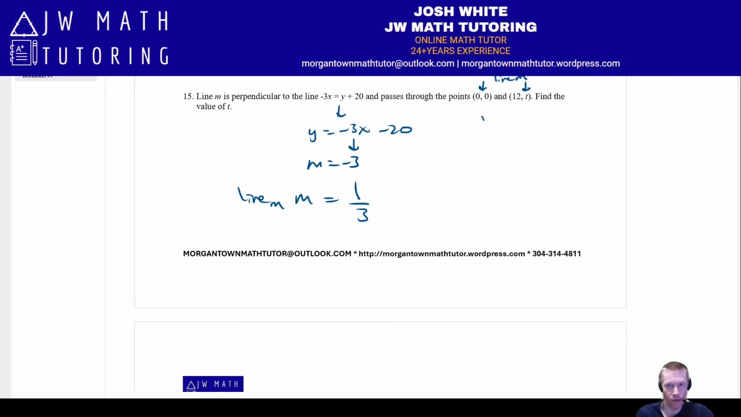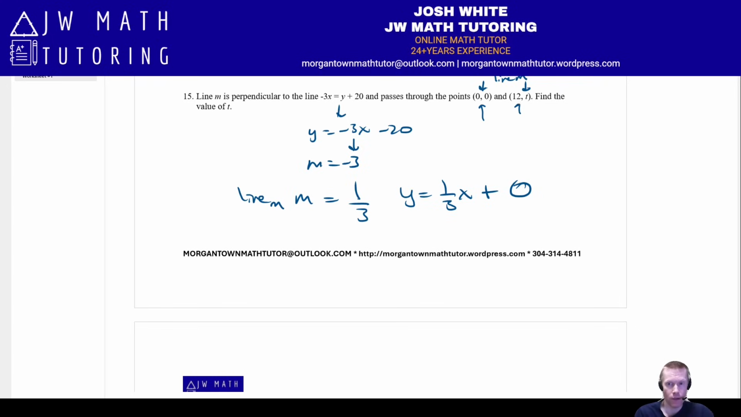Notice also this point right here, 0, 0. This is your b value because this is the origin. That means the y-intercept for this graph is 0, therefore b is 0. So the equation of line M is y equals 1/3 x plus 0.